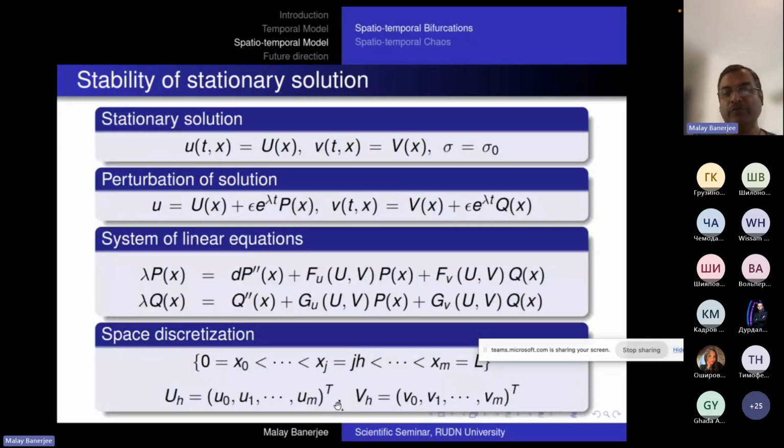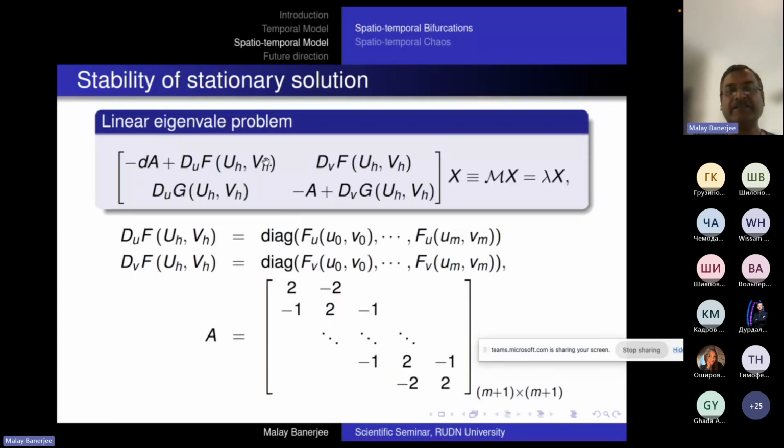That means u0 to um and v0 to vm, and this leads us to this kind of structure of the matrix. And therefore we can study the nature of eigenvalues of this matrix M. If all the eigenvalues of this matrix have negative real part, then we can consider this vector x as a stable structure, which corresponds to a stationary solution of the problem.